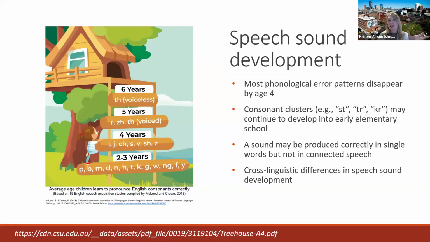Most phonological error patterns disappear by age 4, and kids start to be able to produce consonant clusters, but some of their more complicated consonant clusters, especially ones with R's in them, may still not be quite accurate into the early elementary years. It's important to note that these norms are for English-speaking children, and that children growing up speaking different languages can have some differences in the order of acquisition of speech sounds, and there is normative information on speech sounds in other languages as well.